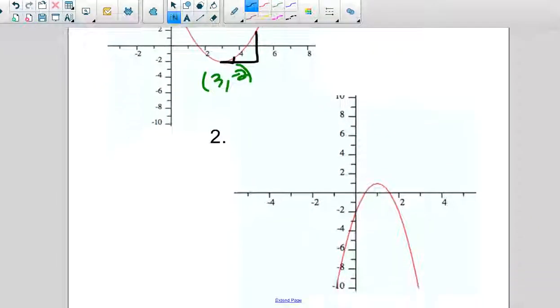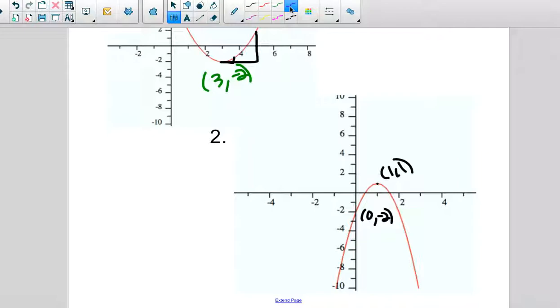This one here is not, right, it doesn't go right 1, down 1. It goes right 1, down maybe 3. But as long as it doesn't go right 1, down 1, you can't say the a value is negative 1. So you're going to have to solve for it. So this vertex right here looks like it's at 1 comma 1. So we got 1, 1. And I'll use the y-intercept again at 0, negative 2. And I'm just going to solve it for a, because that's the one thing I don't know.